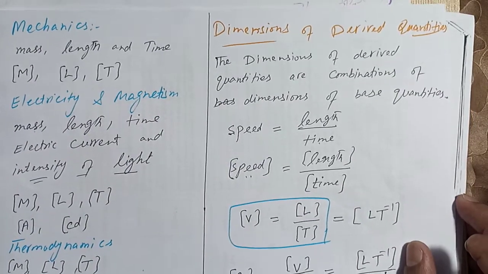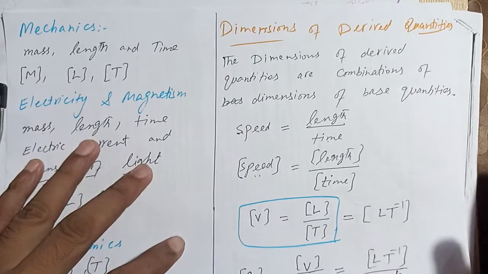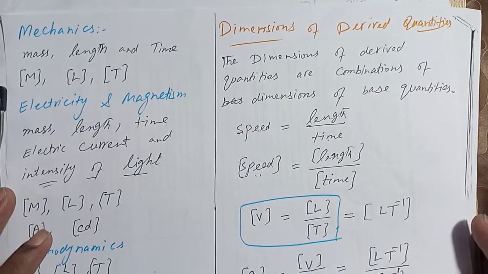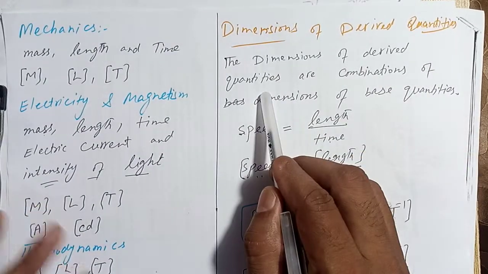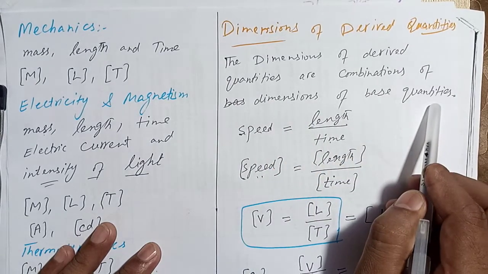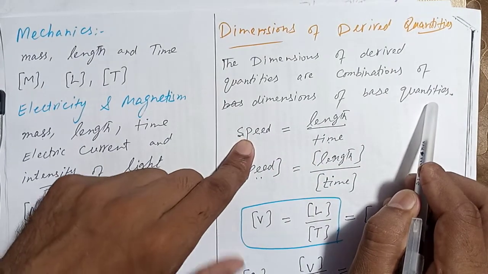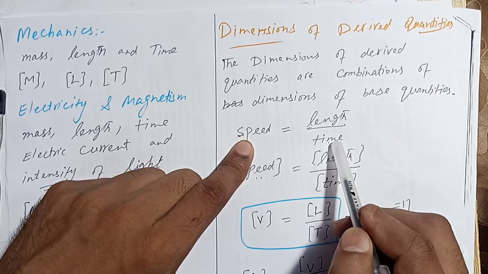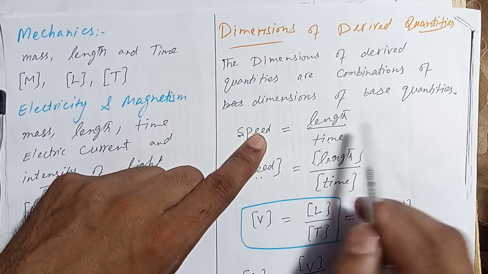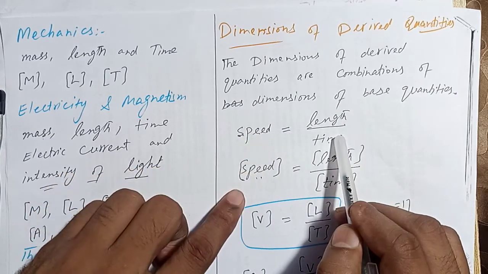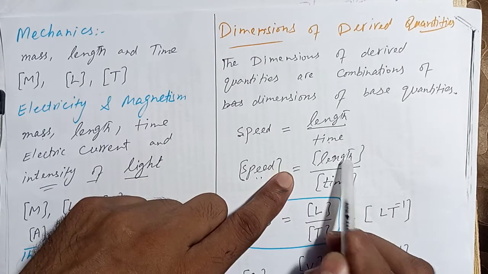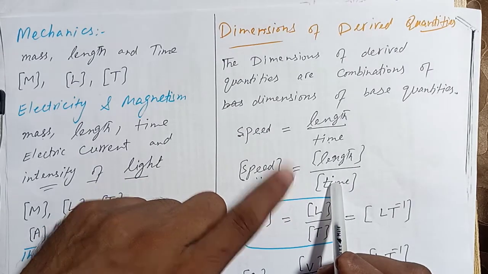Dimensions of derived quantities. As we know, derived quantities are combinations of base quantities. So the dimensions of derived quantities are combinations of dimensions of base quantities. For example, speed is defined as length over time. Speed is a derived quantity and it is the combination of length and time. The dimension of speed will be equal to the dimension of length over the dimension of time.